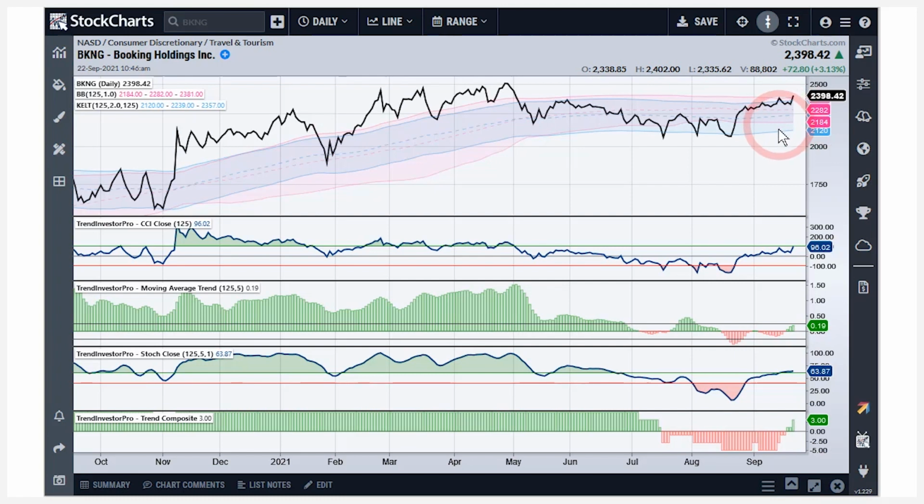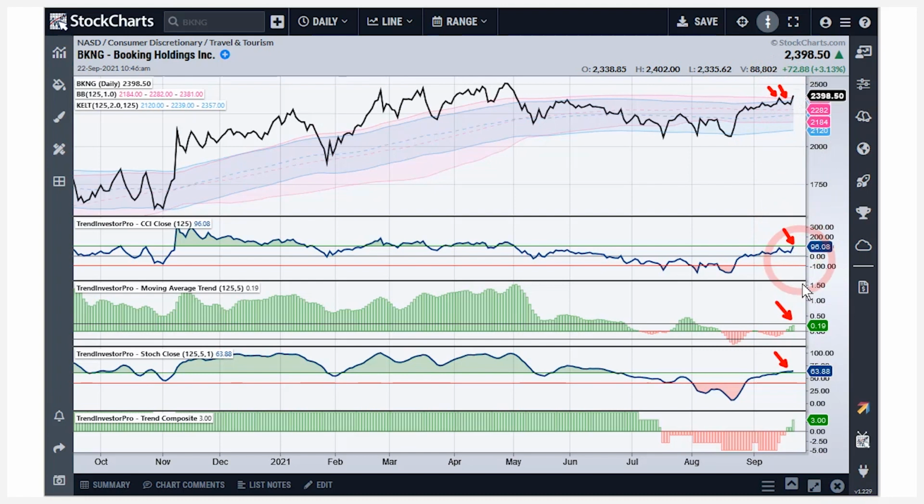So if we look here, this is Booking.com, and the trend composite at the bottom was bearish from mid-July all the way to mid-September. Then we can see it turned bullish. The reason it turned bullish is, first of all, we had that move above the upper Keltner channel line and the Bollinger Band. So that got 2 indicators bullish. Then the direction of the 125-day moving average turned positive, green there. And Stoch close moved above 60 to trigger bullish. So that is 4 indicators triggering bullish.